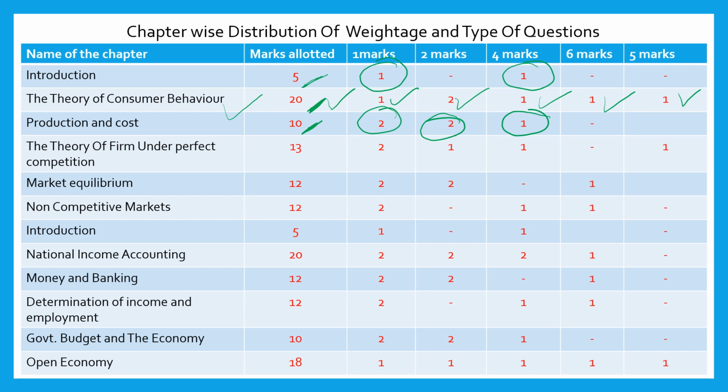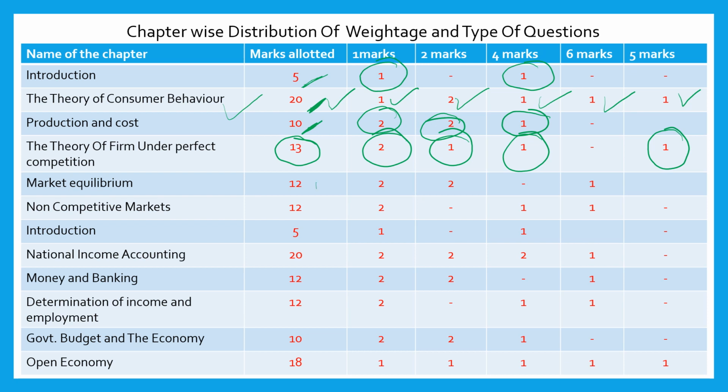Then come to the fourth chapter, theory of firm under perfect competition. For this chapter, they have given 13 marks. From this chapter, two 1 mark questions, one 2 mark question, and one 4 mark question. And from this chapter, they have allotted 5 marks, that is practical oriented. You can expect a practical oriented question from this chapter.